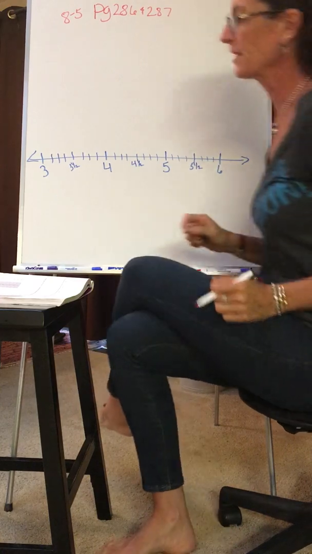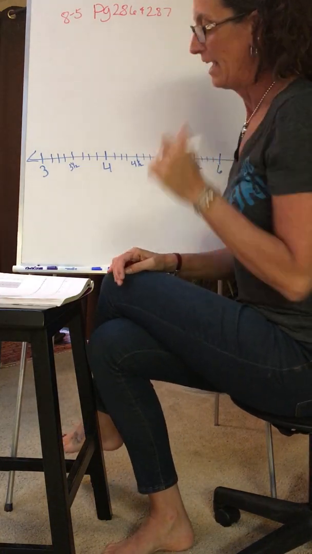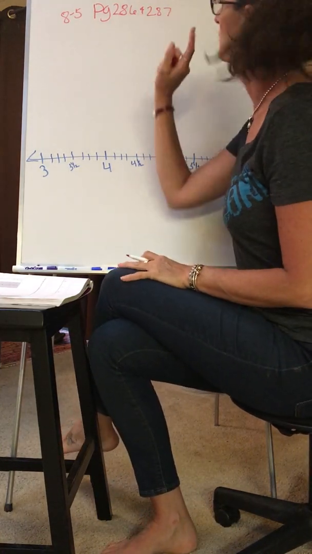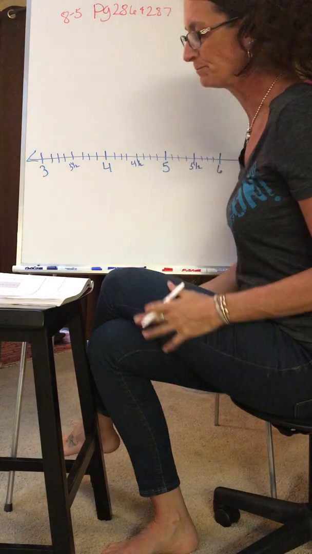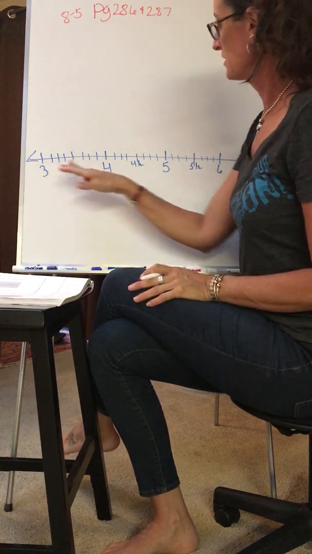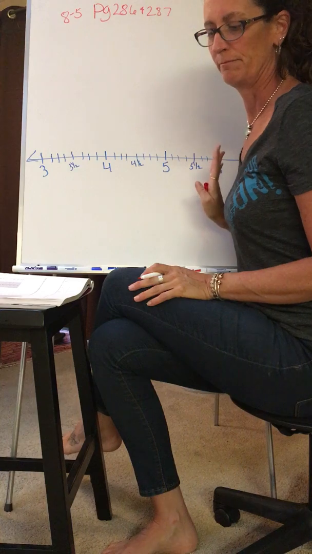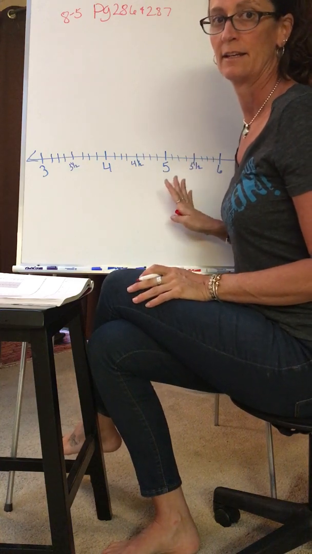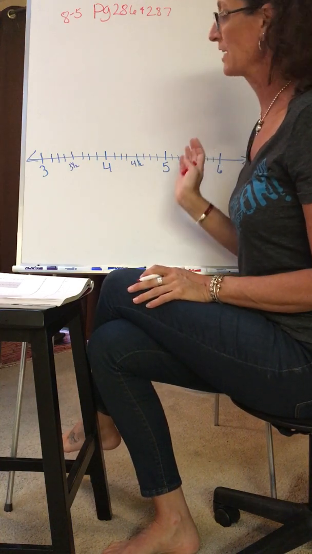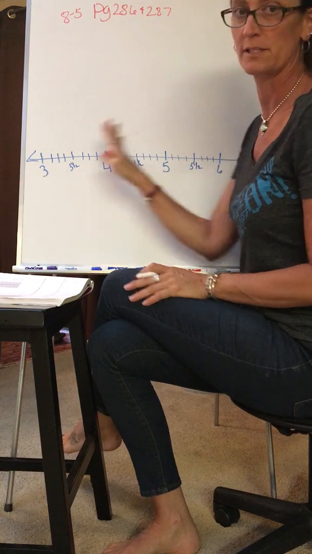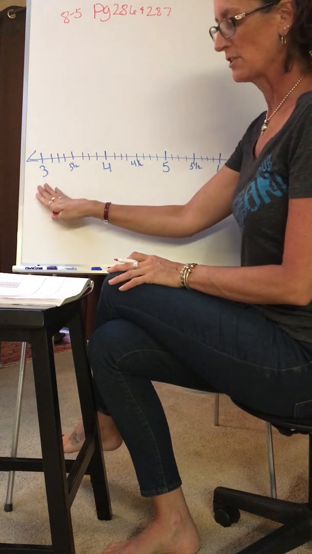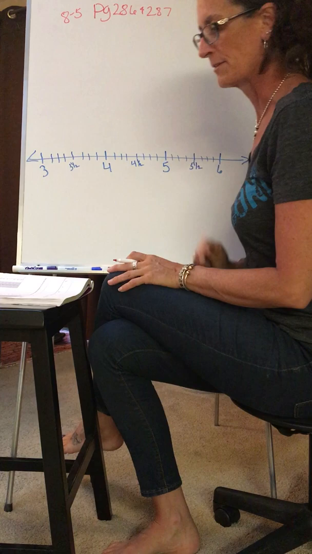Hi guys, so today we're going to do lesson 8-5 and it's all about envelope heights, and it's found on page 286 and 287. You'll notice that I already made my line plot for the data that we're going to put in here. The range means from the smallest to the largest, so the range is going to be between 3 and 6.